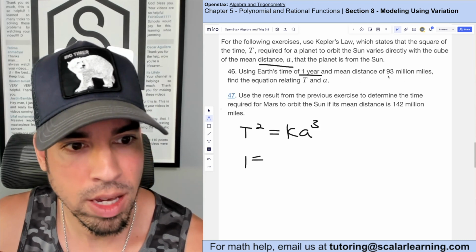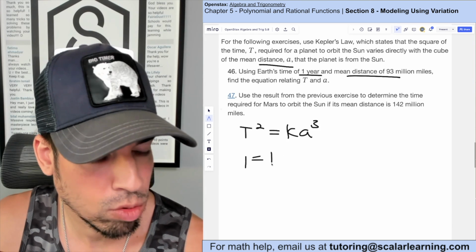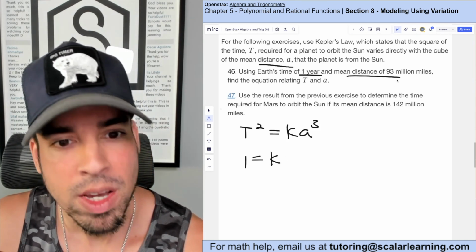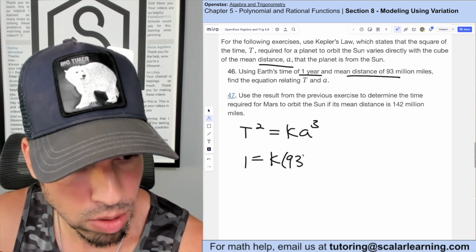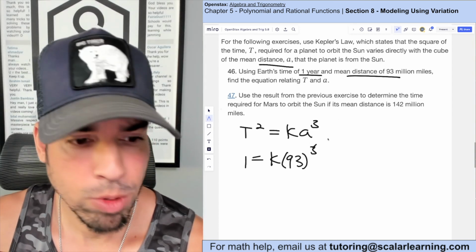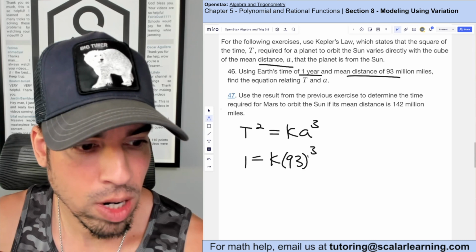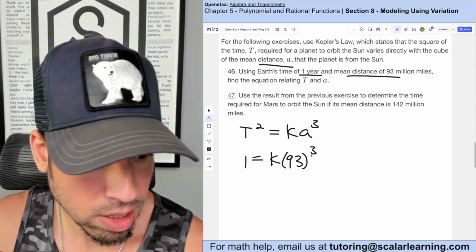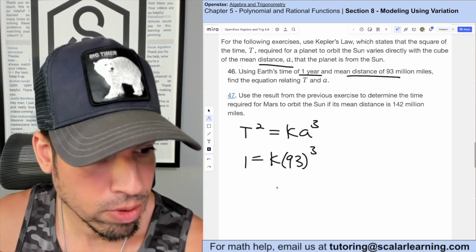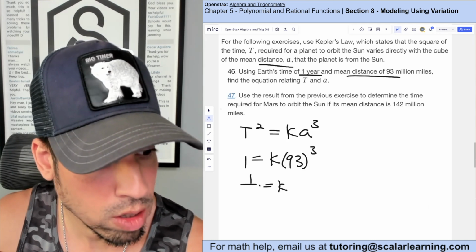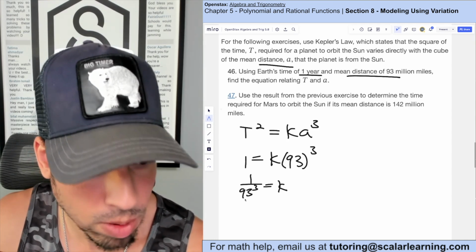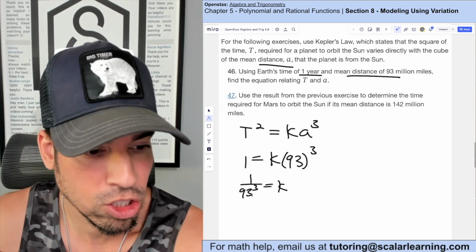then we know that the mean distance is 93. We can use this to solve for k. Now, I'm going to plug this in millions of miles, meaning I'm going to say 93 for a. This is a bit of an arbitrary decision, but this is what I believe the back of the book uses, so I'm going to use the same value here. So now we can solve for k, which by dividing by 93 to the third power is 1 over 93 cubed. I'm not going to evaluate that out. It's a big number. We can just leave it as is.